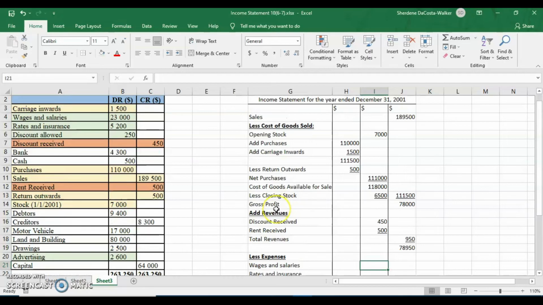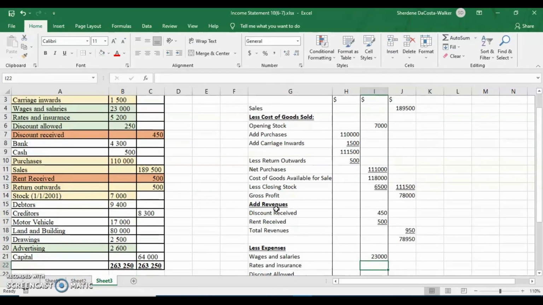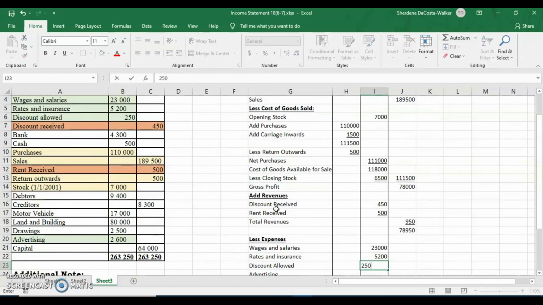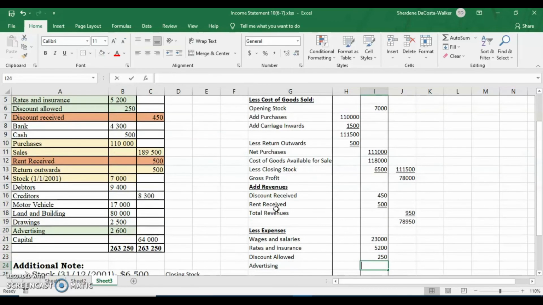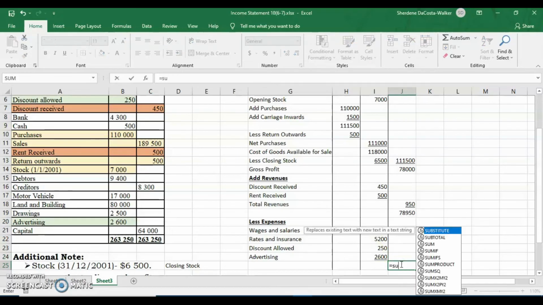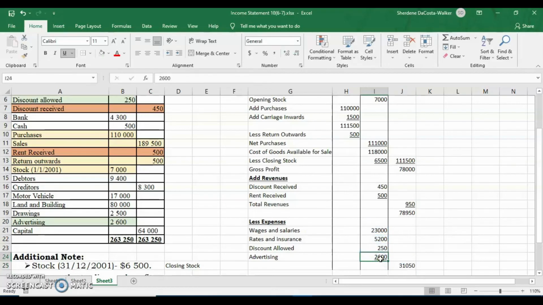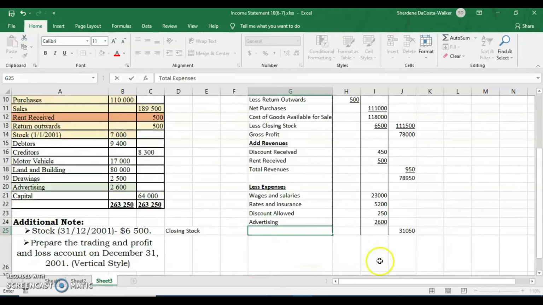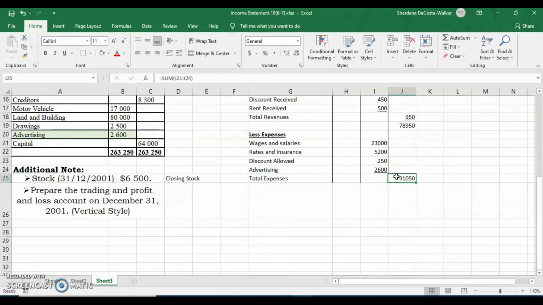Let's see, the wages figure is 23,000. Rates 5,200. Discount allowed 250. And then advertising 2,600. So I'm going to underline this to show that I'm adding up, and the figure I'll put in the last column. So let's use the formula sum. So this is called our total expenses. And put in my underline.